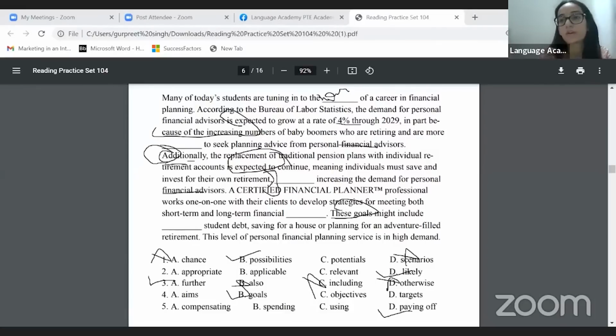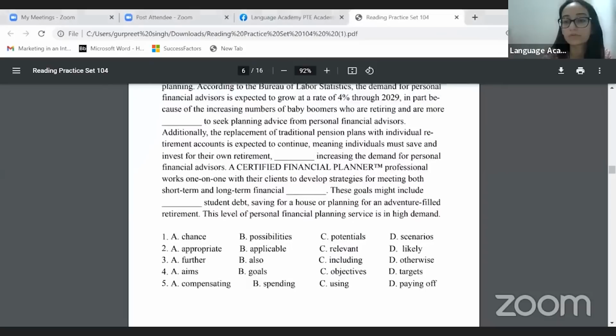Good, Tamanna, very well done. 21 out of 24 is a good score. Good improvement.